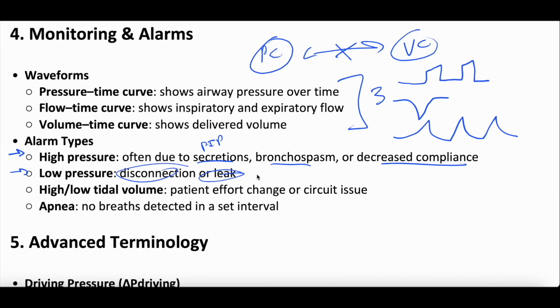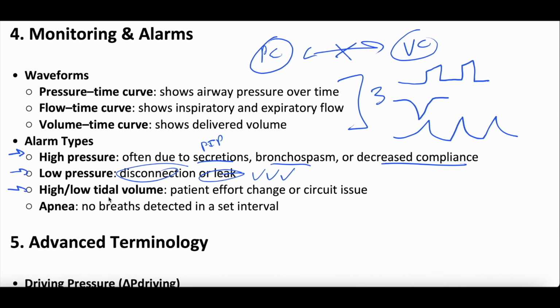Sometimes the cuff on the endotracheal tube is ruptured. Sometimes the endotracheal tube came off the connector to the ventilator. So for low pressure alarms, you should trace the circuit really well, from where it plugs into the ventilator all the way to where it enters the patient's trachea.